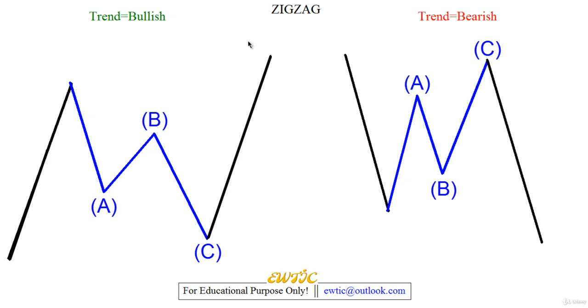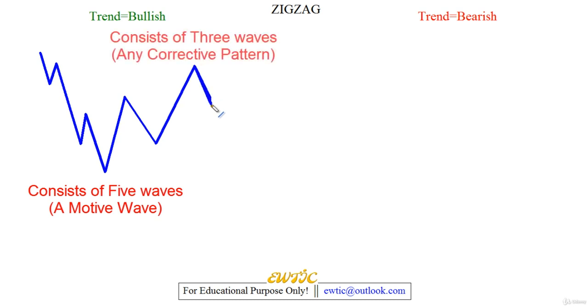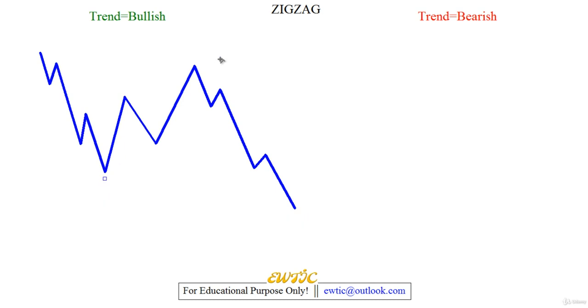So now I will draw only the zigzag with its subwaves. When the main trend is bullish, the direction of the zigzag is obviously going to be the downside, right? So the zigzag will look like this. This is the first wave. This is the second wave, and here is the third wave. The zigzag has three waves labeled as wave A, B, and C.